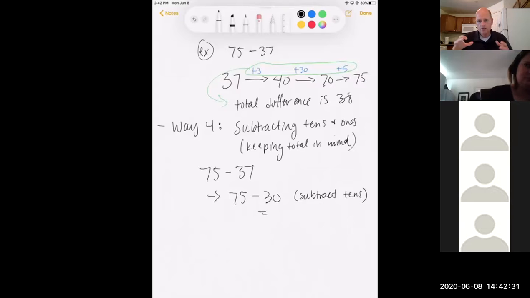I'm subtracting tens, and then I'm going to keep the answer, which is equal to 75 minus 30. So I'm subtracting off the 10, so I'm really just thinking about the 70 minus 30. But 75 minus 30 gives me 45. Okay. And then I'm going to take the 45, and I'm going to subtract off whatever the ones were, which is what's left from the 37.